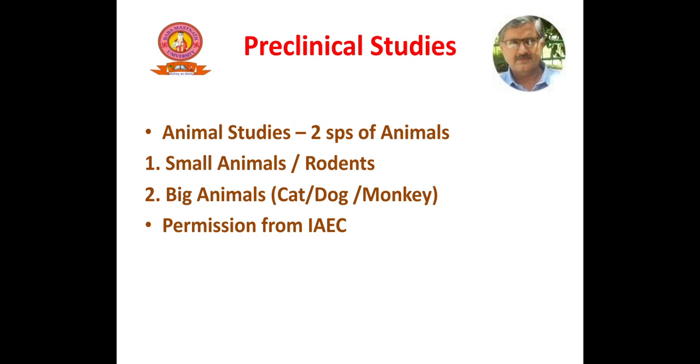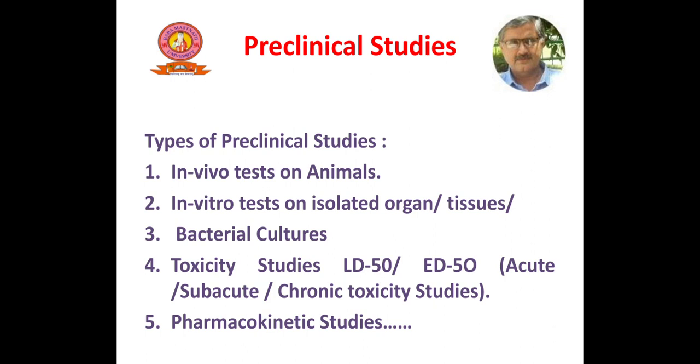One is small animals like rodents, rat, mice, etc. And the second species is big animals like cat, dog, monkey. But for doing this animal study also, we have to take permission from IAEC, that is the Institutional Animal Ethical Committee. In preclinical studies, we do the in vivo tests on animals, and in vitro tests.